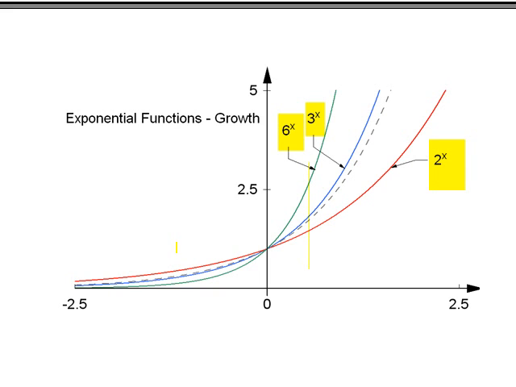When you're over here in this decay region, 2 to the x is greater than 3 to the x, which is greater than 6 to the x. In other words, the bigger the base, the faster it grows and the faster it decays. And the difference between this growth and decay is right here at the point x equals 0, y equals 1.